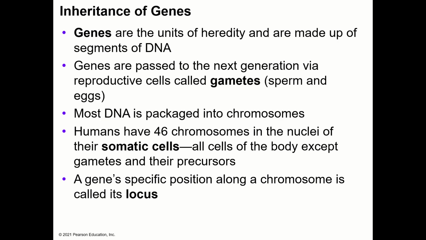Inheritance of genes. Genes are the units of heredity and are made up of segments of DNA. Genes are passed to the next generation via reproductive cells called gametes, which could be the sperm and the eggs. Most DNA is packaged into chromosomes. Humans have 46 chromosomes in the nuclei of their somatic cells. All cells of the body except gametes and their precursors would be somatic cells. A gene's specific position along a chromosome is called a locus.